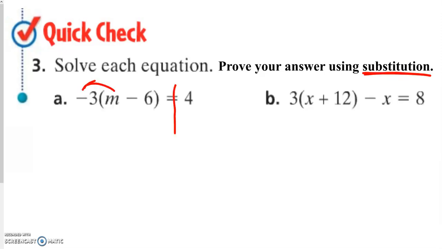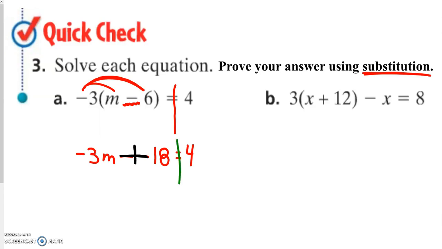First step, distributive property. Negative 3 times m is negative 3m. There's a minus sign or a subtraction sign here. I'm going to bring it down. Negative 3 times 6 is negative 18. Equals 4. A lot of you remember back in chapter 1, subtract a negative, that's adding a positive.